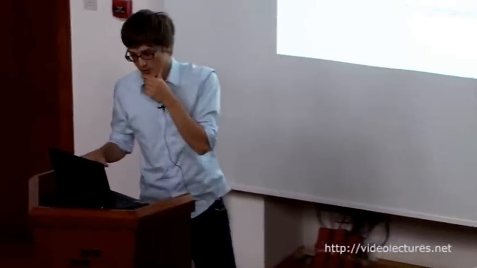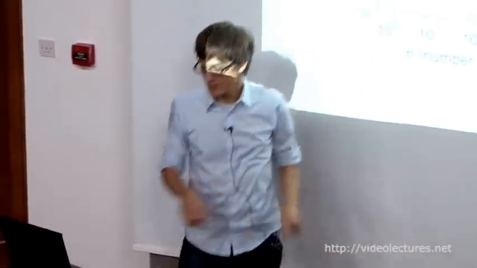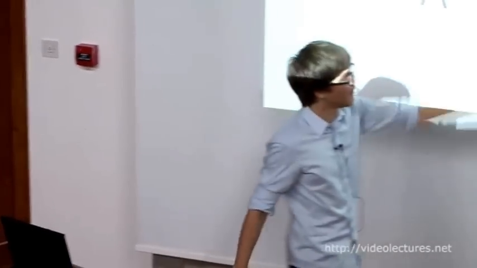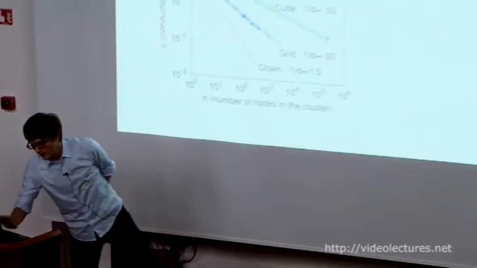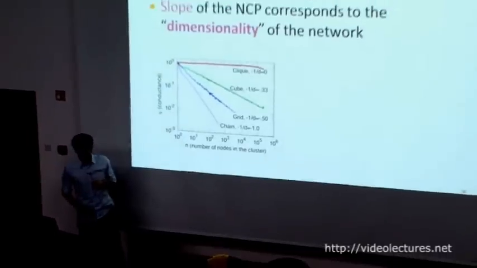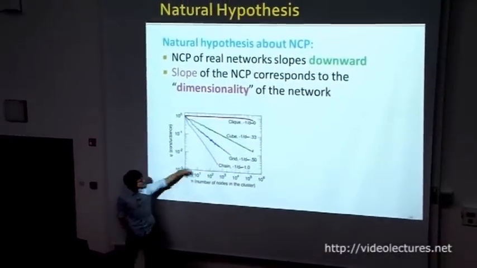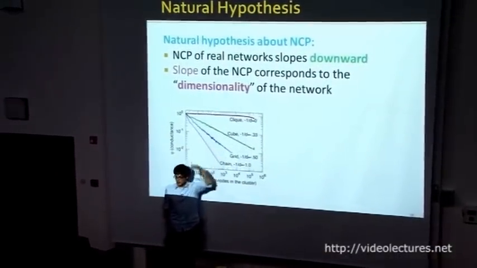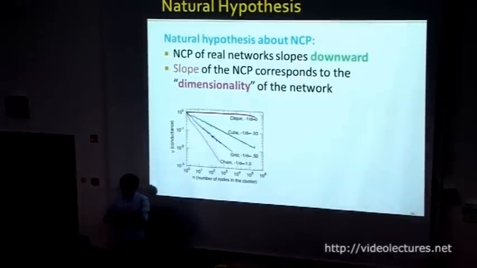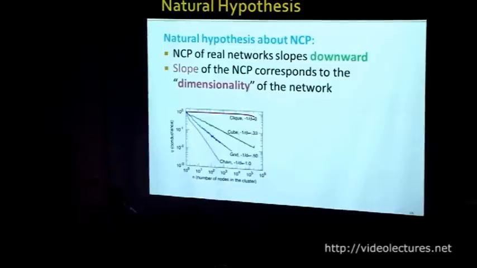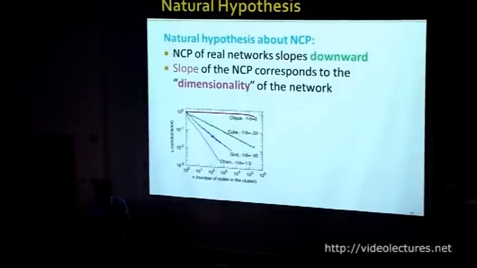So really, what do we know so far, if I sort of summarize and make a hypothesis, right? What we know so far from the two examples that I gave you is that this network community profile that I showed you sort of slopes downwards, right? It has this kind of downward shape. And based on this example that I gave you from chains and grids and things like that, the speed at which this is descending would tell me something about the dimensionality of my network, right? In a very soft sense.